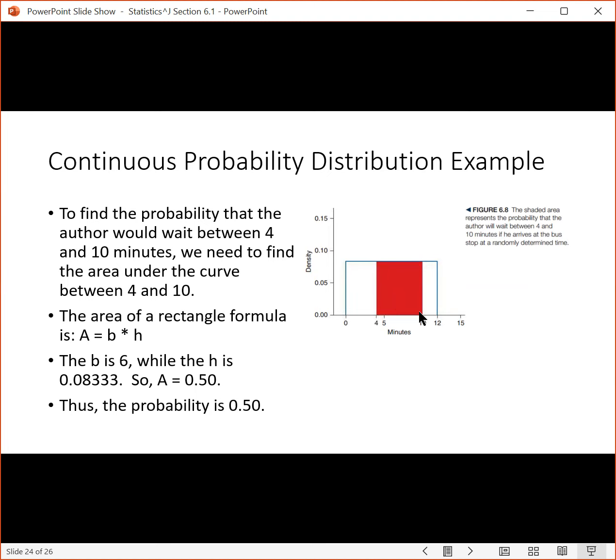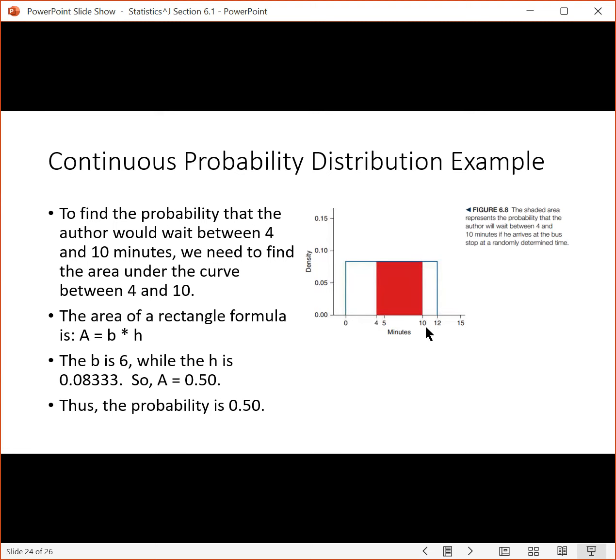Okay, and then to find the area that's given here, we can go through and use the rectangle formula. All right, so what is the rectangle formula? It says the area is equal to base times height. So the base of the rectangle is going to be this piece here that goes from 4 to 10. From 4 to 10, that's going to be 6 units long.